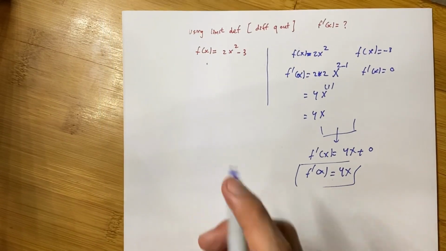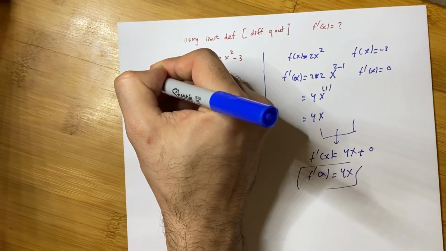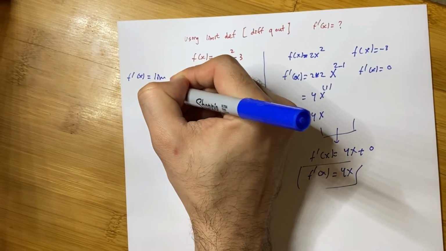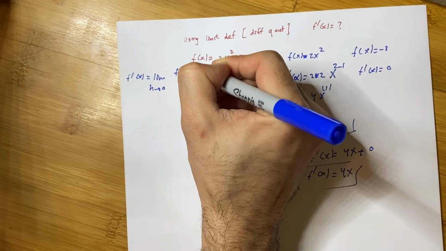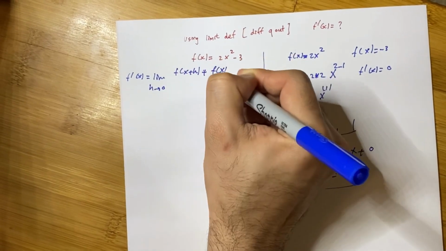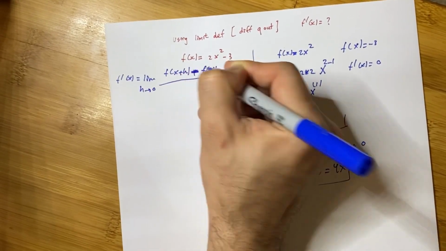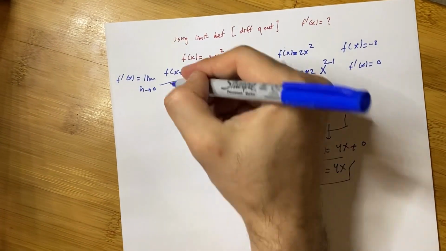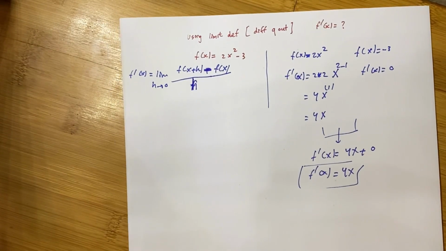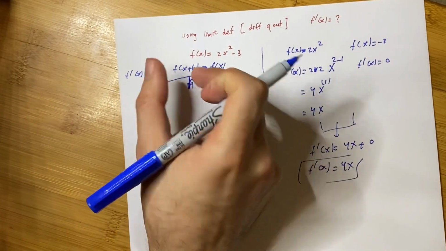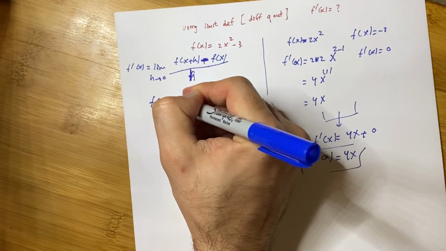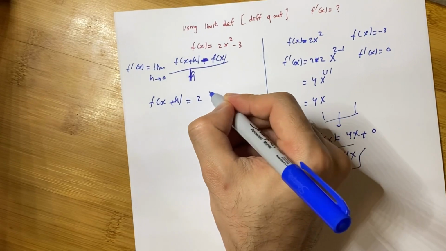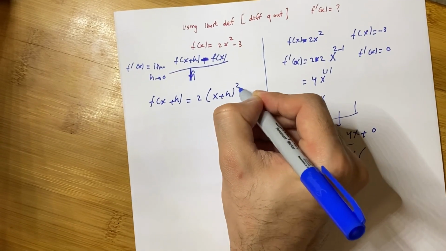So let's do that. So f prime of x is equal to, that's just the definition. This is f of x plus h, this is negative f of x, and this is h. Okay, that's the definition of the derivative. Let's take this term here and find it from here. So that will be 2 times x plus h squared minus 3.